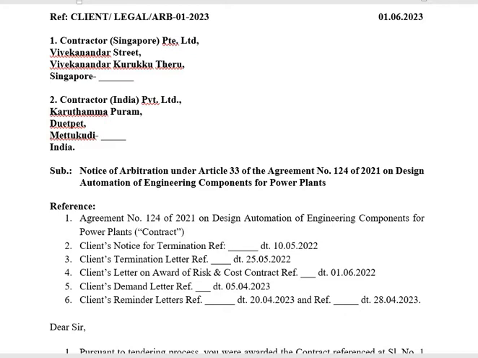In the last few lectures, we have been dealing with how to draft a notice of arbitration or a notice invoking arbitration. In the last lecture, we started off with a simple commercial dispute emanating out of a design automation contract. We had drafted the formal portions of the notice of arbitration. In this lecture, we draft the substance of the notice of arbitration.